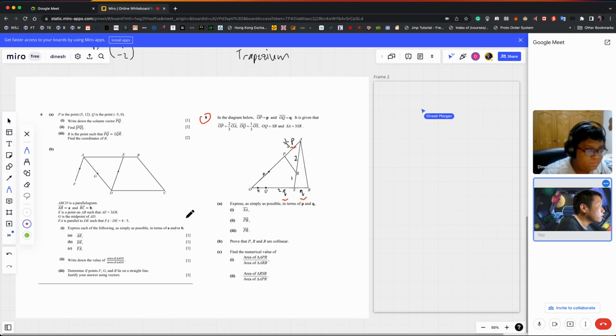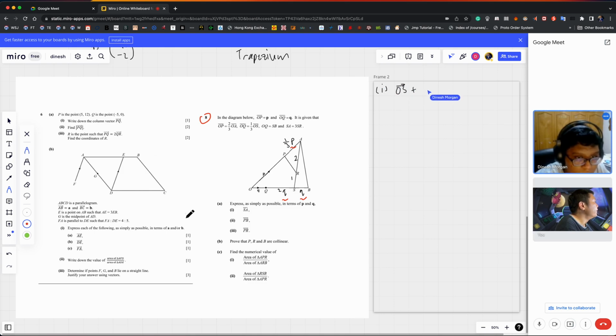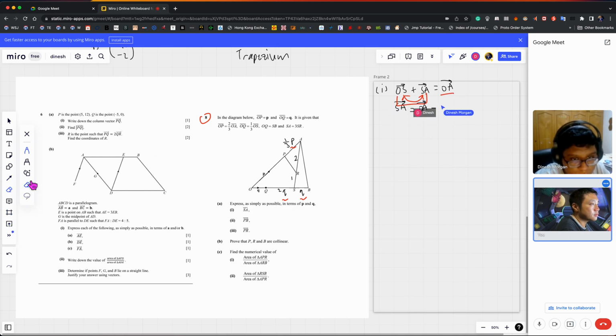Just add a wavy line below to tell it's a vector instead of algebra. Yes. Plus is always good. So these two, if they are the same letter, OA will be the answer, which is here. Yeah, very good. Just erase.